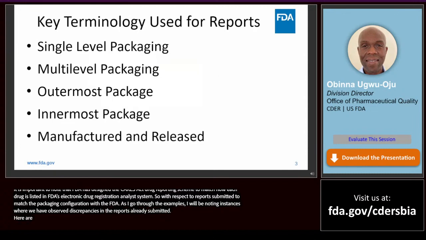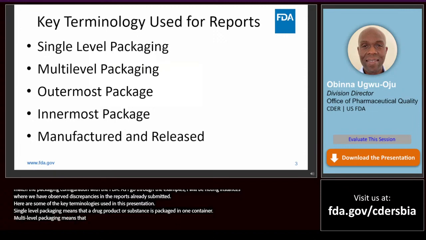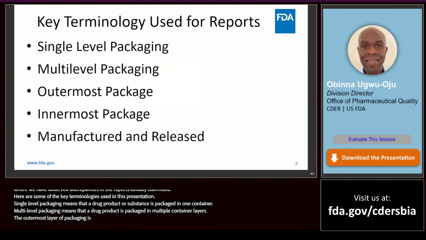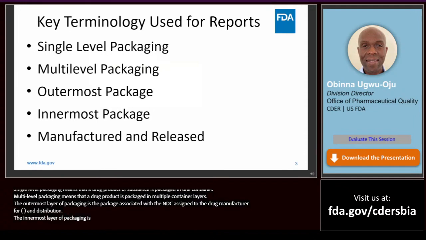Here are some of the key terminologies used in this presentation. Single-level packaging means that a drug product or substance is packaged in one container. Multi-level packaging means that a drug product is packaged in multiple container layers. The outermost layer of packaging is the package type associated with the NDC assigned to the drug manufactured for commercial distribution. The innermost layer of packaging is the package type directly enclosing the drug product or substance.